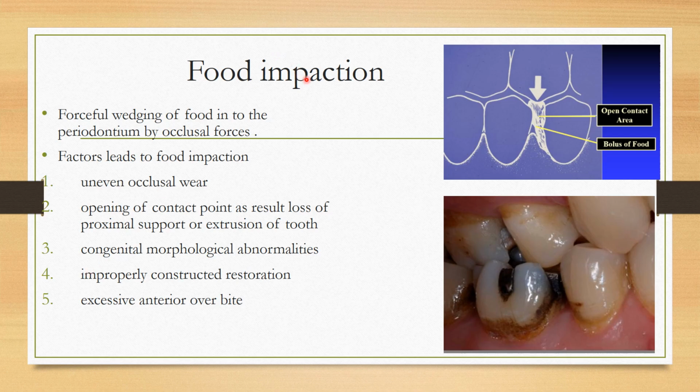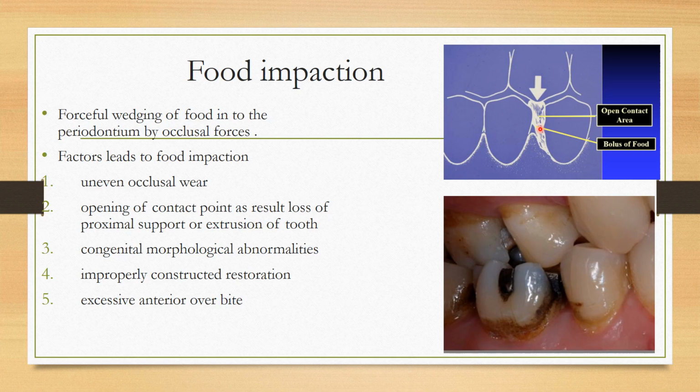impaction, food impaction. So you can see that in this picture there is an open contact in between the teeth, and this upper opposing tooth, with a plunger cusp, acts as an agent to wedge the food inside the space. So this is food impaction.